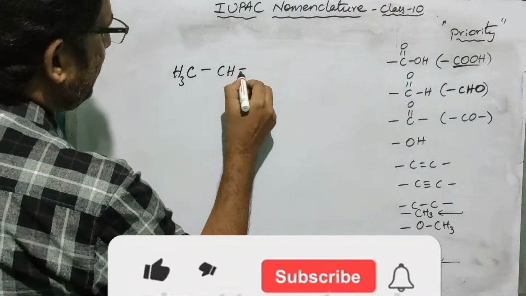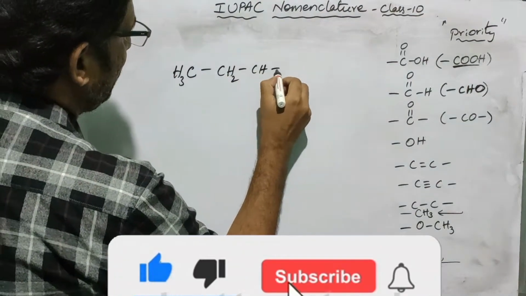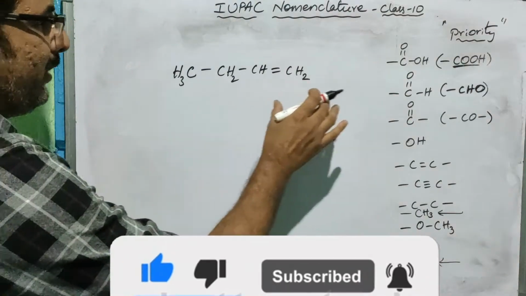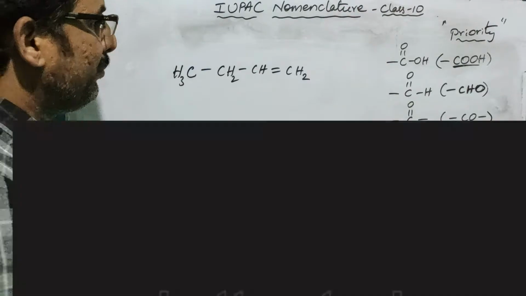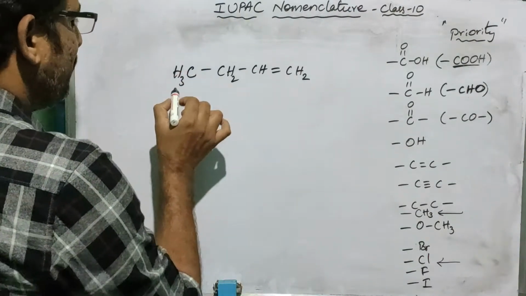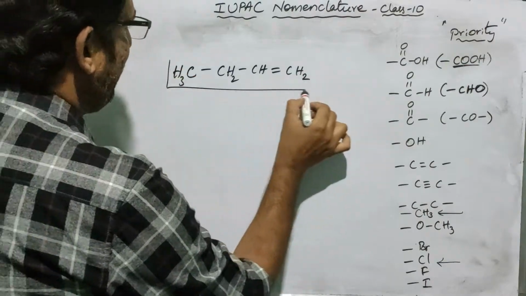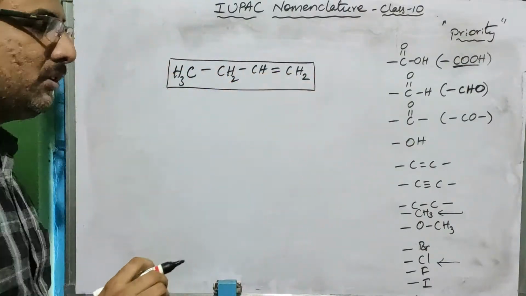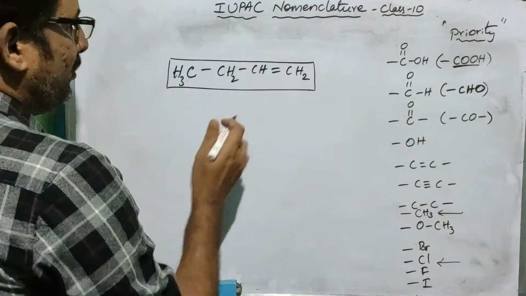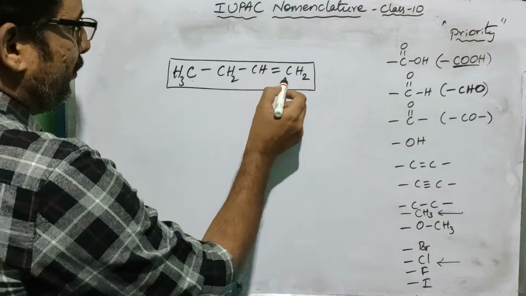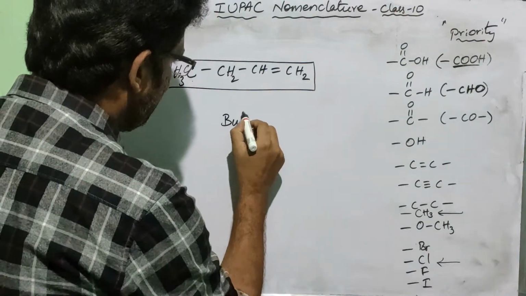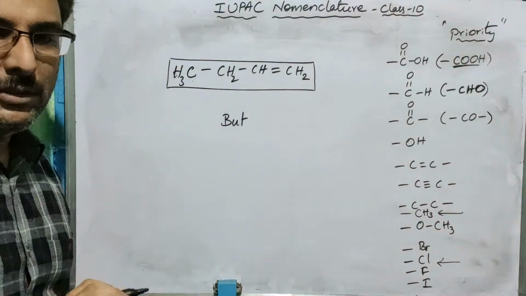CH3, CH2, CH double bond CH2. Now when we write the IUPAC name of an organic compound, we first start with the root word. How do we give the root word? We give the root word based on the number of carbons in the longest chain of that organic compound. We have only one chain. In that chain, how many carbons are there? 1, 2, 3, 4. 4 carbons are there. So for 4 carbons, the root word will be but.